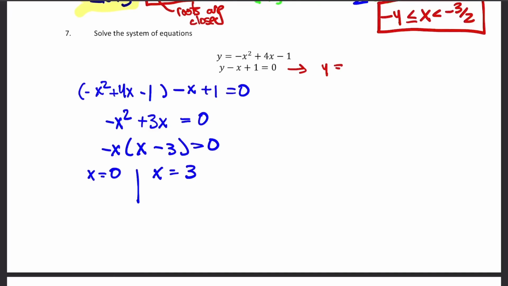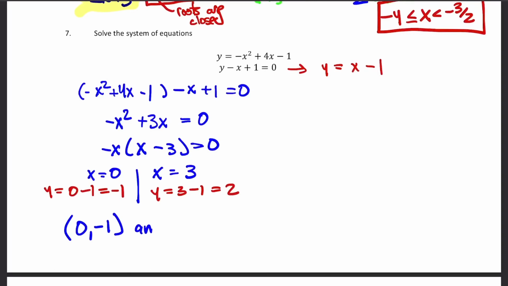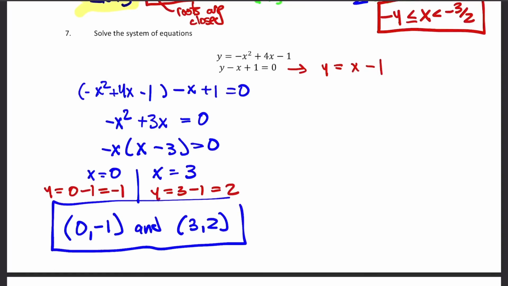So this would be y equals, add x to both sides, subtract 1, y equals x minus 1. So y equals x minus 1, that's going to be -1. Y equals x minus 1, that's going to be 2. And I would prefer if you write these as ordered pairs. Again, it just reinforces you're finding two points of intersection. So that's (0, -1) and (3, 2). That would be your solution.